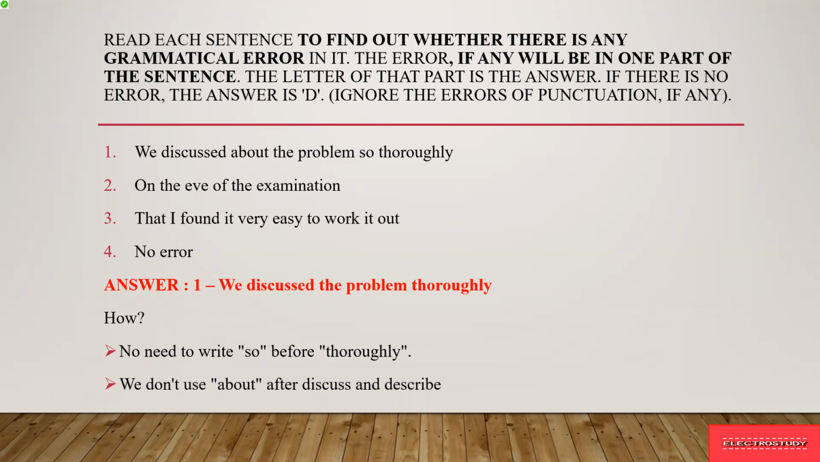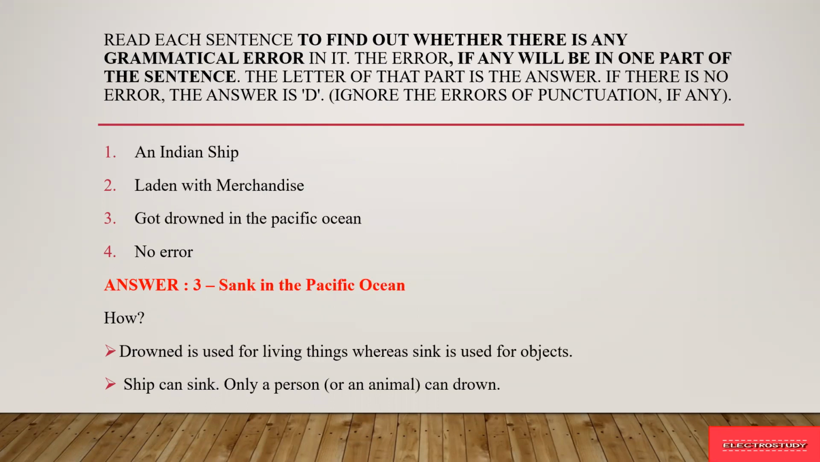Next question. An Indian ship laden with merchandise got drowned in the Pacific Ocean. So here, an Indian ship, it is correct. There is a vowel, and you are putting an before it. So this is correct now. Laden with merchandise is also correct because this sentence itself is simple. Got drowned in the Pacific Ocean. So here comes the error. Sank in the Pacific Ocean is the right answer.